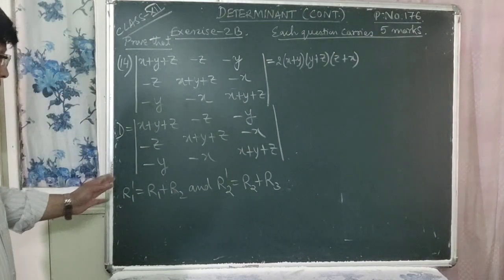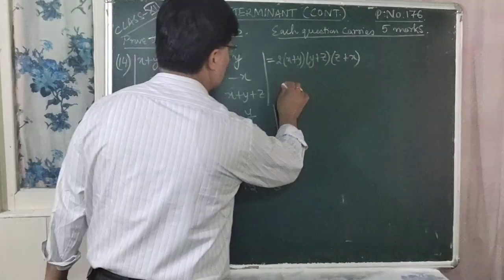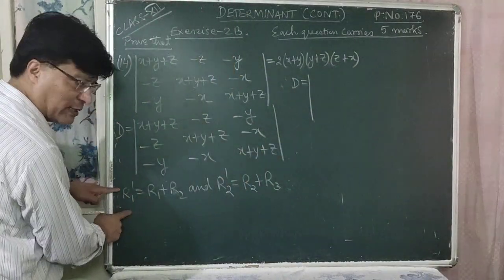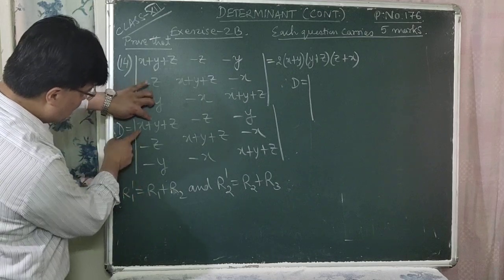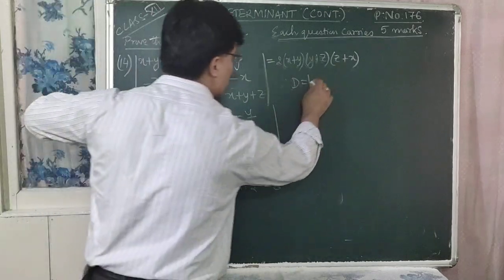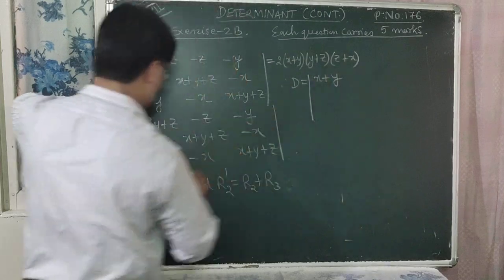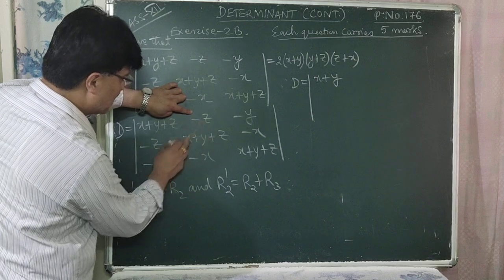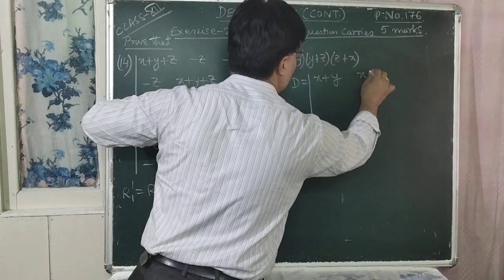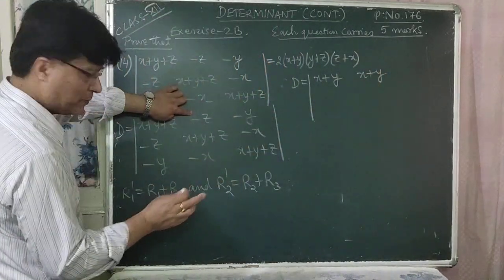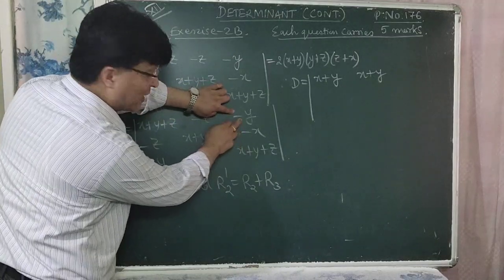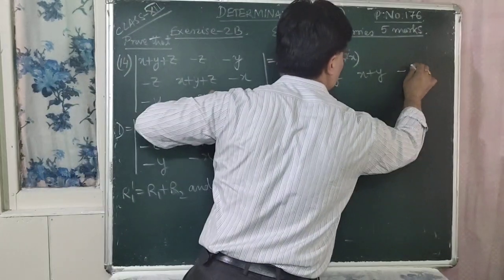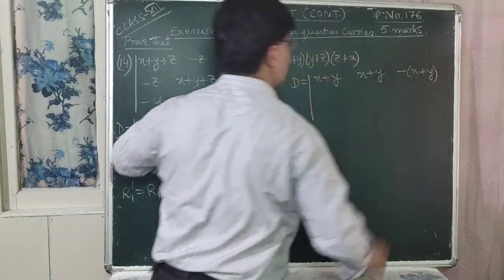So now let's do r1 dash and r2 dash. So therefore d is equal to, now this is r1 dash, means row 1 is changing. How does it change? X plus y plus z minus z, that is x plus y. This is x plus y. Next r1 plus r2, that is this plus this, z gets cancelled, you get x plus y. Next one is, what is the next one? Minus x minus y, isn't it? Or minus y minus x. Here minus is taken common. So it is x plus y. Is that clear?